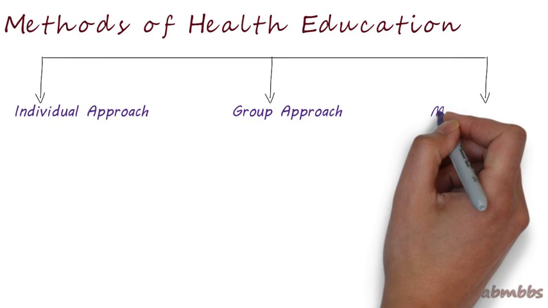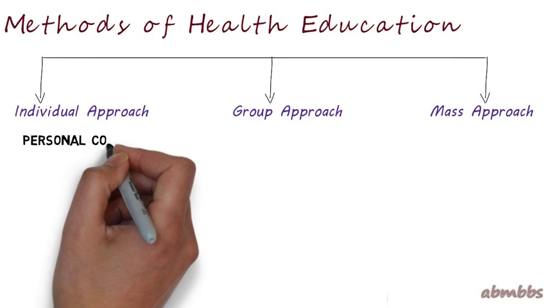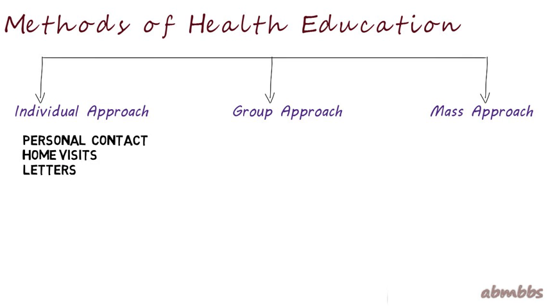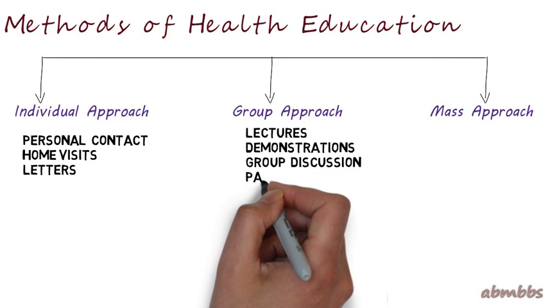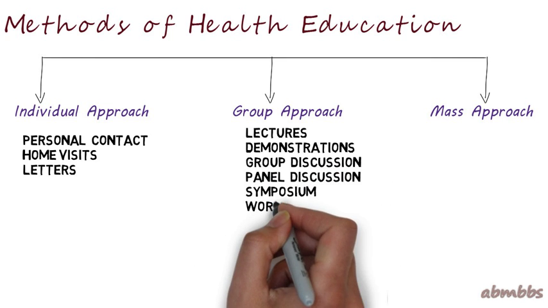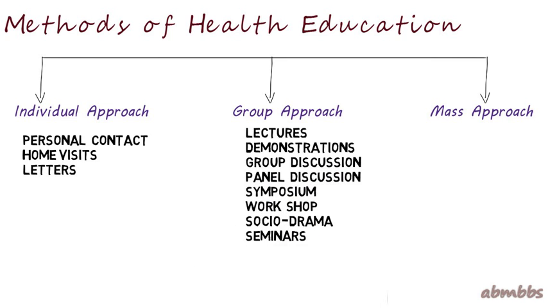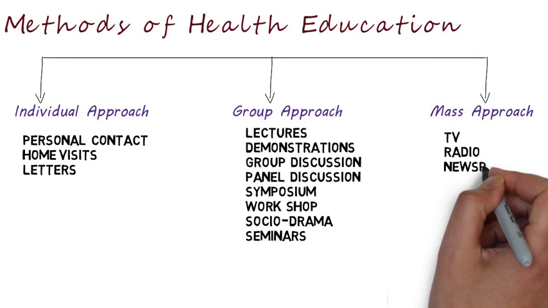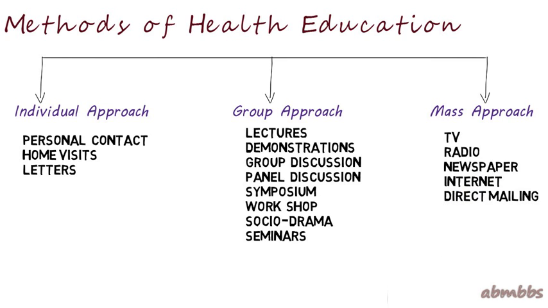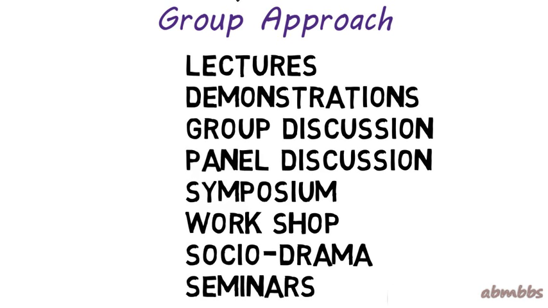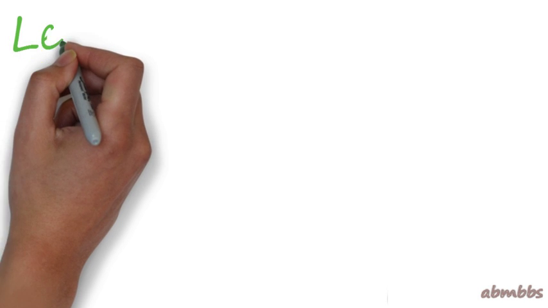Individual approach includes personal contact, home visit, and letters. Group approach includes lectures, demonstrations, group discussions, panel discussions, symposium, workshop, sociodrama, and seminars. Finally, mass approach includes TV, radio, newspaper, internet, and direct mailing. So now we look at the types of group discussions in a bit more detail.